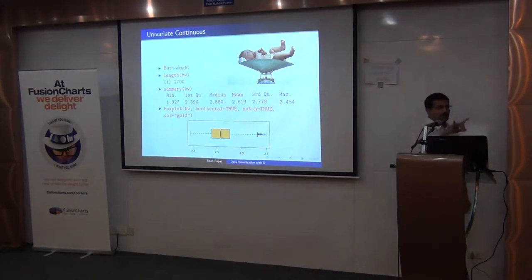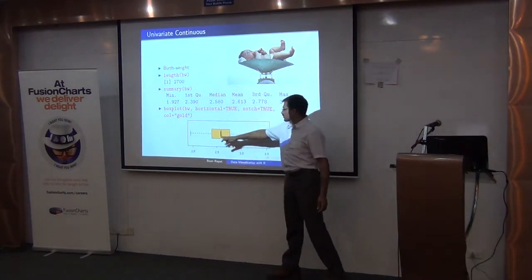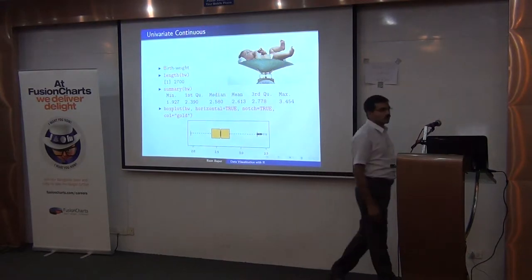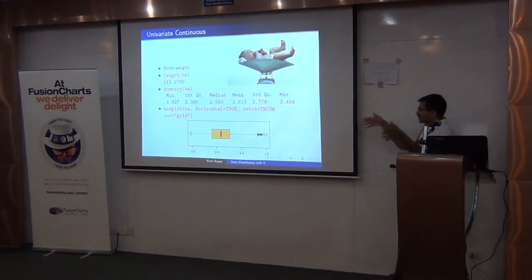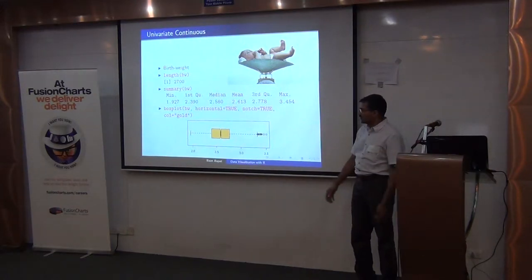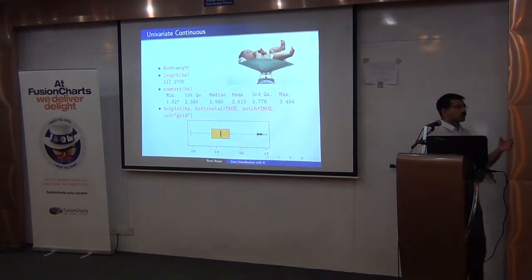The width of the box, as you would know, the distance from this to this, is the distance from Q1 to Q3, the first and the third quartile. Then there are whiskers, which extend up to 1.5 times the interquartile range. All this can be changed. You can specify what you want to be the endpoints of the boxes and so on and so forth.